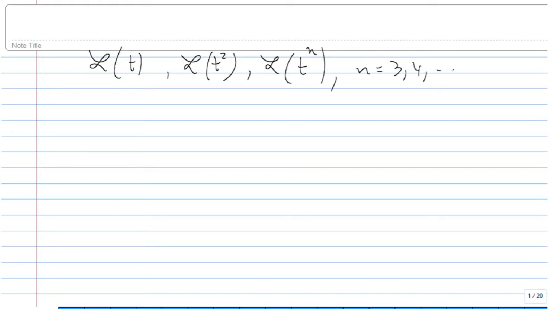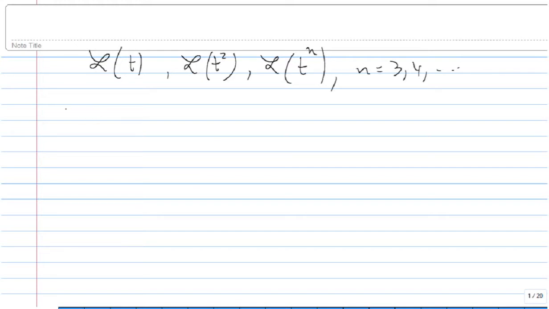So this problem is about the Laplace transform of some simple functions, basically the Laplace of t, the Laplace of t squared, and in general the Laplace of t^n for n equals 3, 4, etc. So instead of doing the Laplace of t and the Laplace of t squared, let us try to see what is the Laplace of t^(n+1).